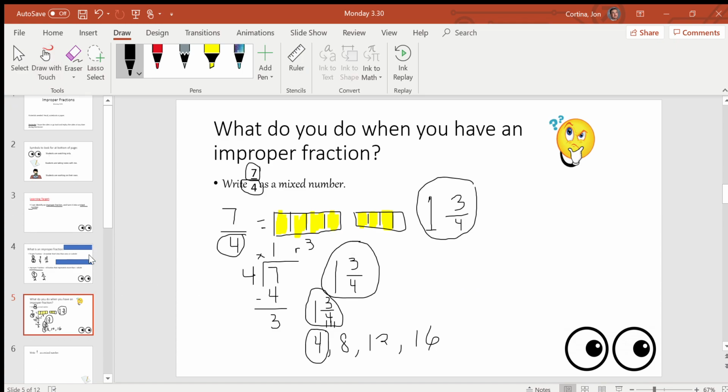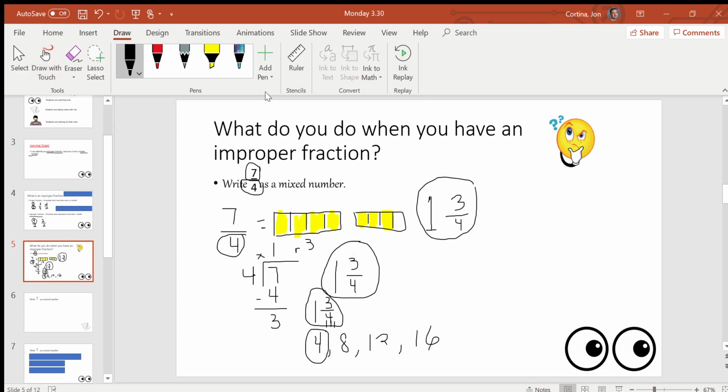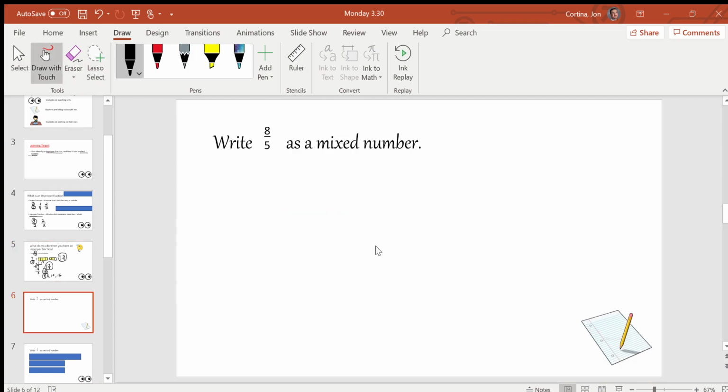Okay, let's look at another example. And this time you're going to do it with me. We're going to go back over all 3 strategies, and you're going to practice doing all of them and figure out which one is the way you want to use. So our problem says write 8/5 as a mixed number. Okay, well, what can we do with this 8/5?